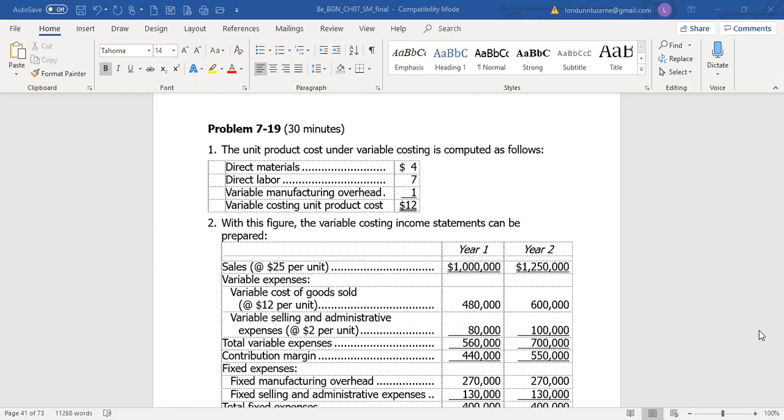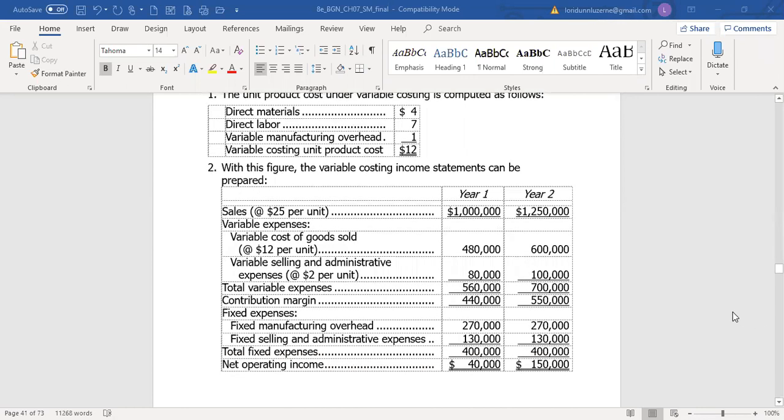Now in part 2, it says, well, now that you know the variable cost per unit, what is the variable costing net operating income in year 1 and year 2? Well, they sell the units for $25 each. That's given to you on page 321. They sold $40,000 in year 1. So $40,000 times $25 would give us the $1 million. For year 2, it would be $50,000 times $25, and we would get $1,250,000.